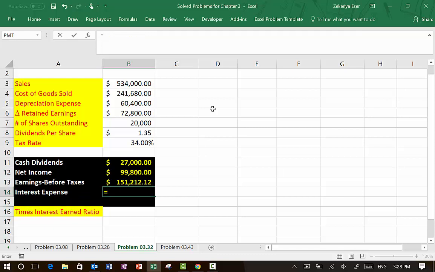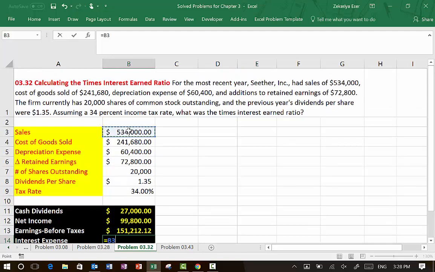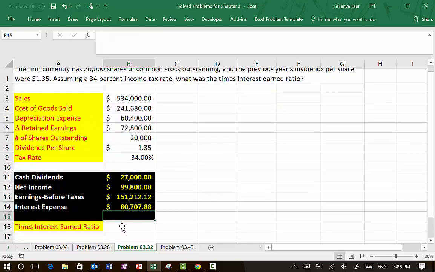Interest expense equals sales minus cost of goods sold minus depreciation minus earnings before taxes.